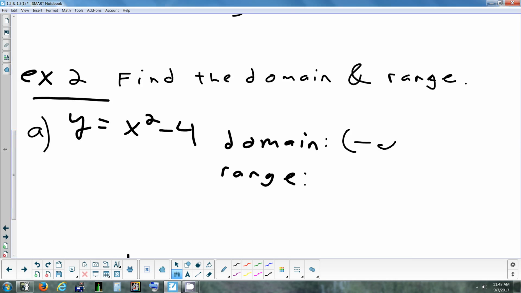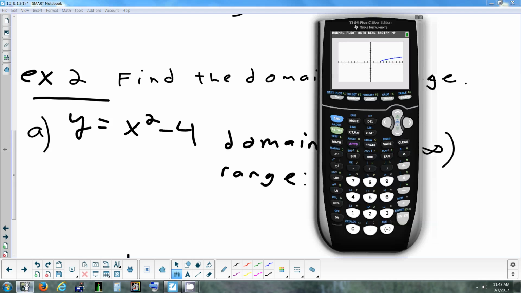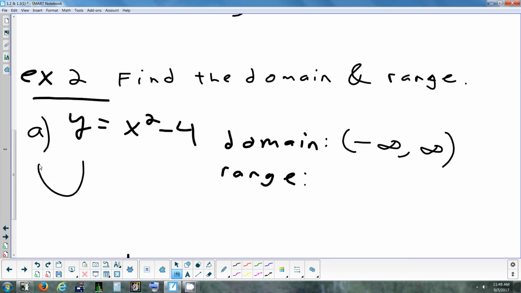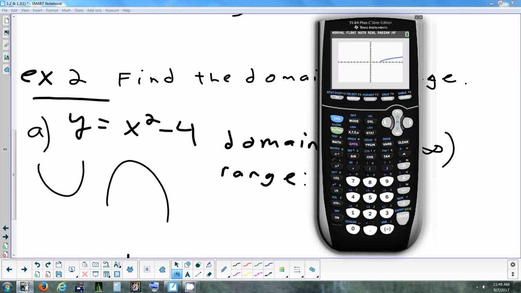So the domain, you could write all real numbers, or the shorter way is just to do it like that. Now range, that's up and down. Do parabolas go up and down forever? No. They either only go up forever, or if you flip them over, they go down forever. Let's look at this one.